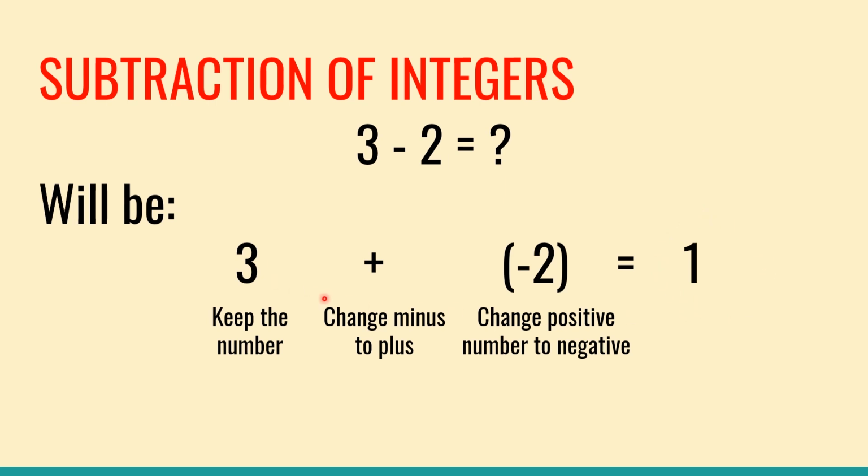Dahil naging magkaiba ang signs ng ating mga numbers, tayo ay nagbawas o nag-subtract. Positive 1 ang naging final answer dahil ang absolute value ng 3 ay mas mataas sa absolute value ng negative 2. Kaya ang sagot ay 1 o positive 1. Ano nga ulit ang rule sa subtraction of integers?